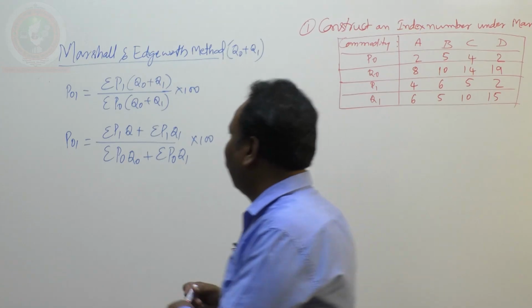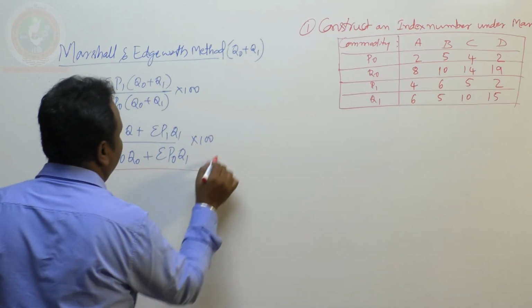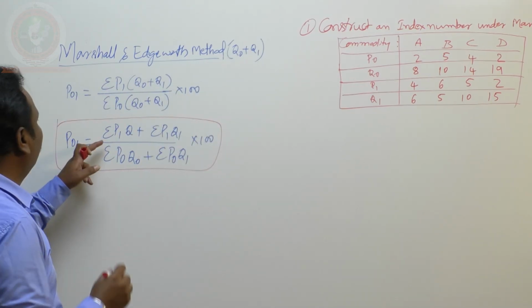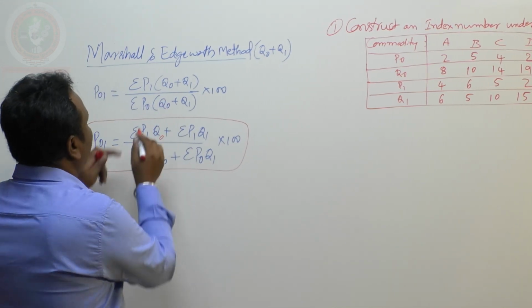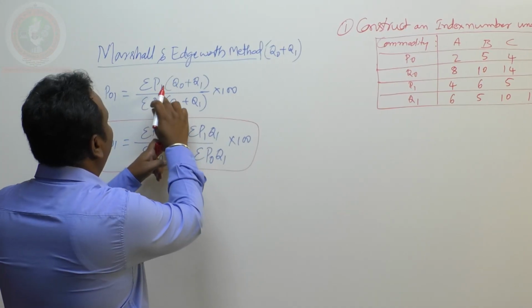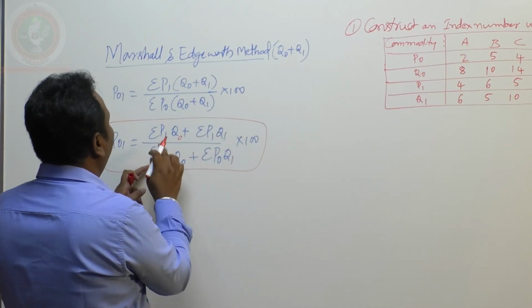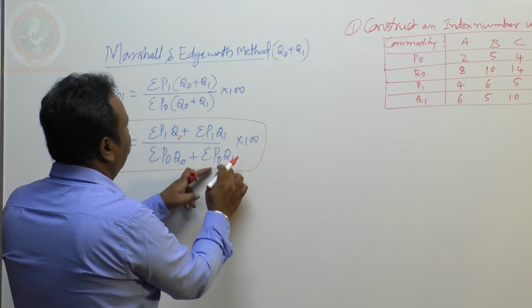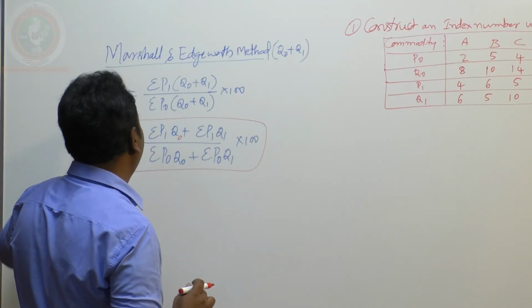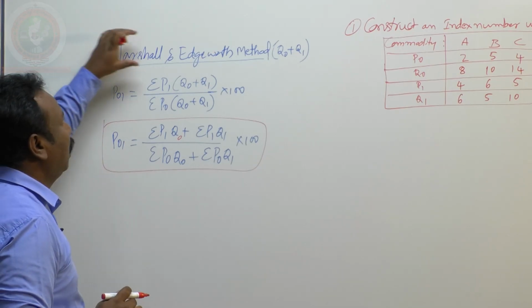Now ultimately the formula developed based on this is P01 equals sigma P1 Q0 plus sigma P1 Q1 divided by sigma P0 Q0 plus sigma P0 Q1. With multiplication of 100, this is the formula under the Marshall Edwards method.